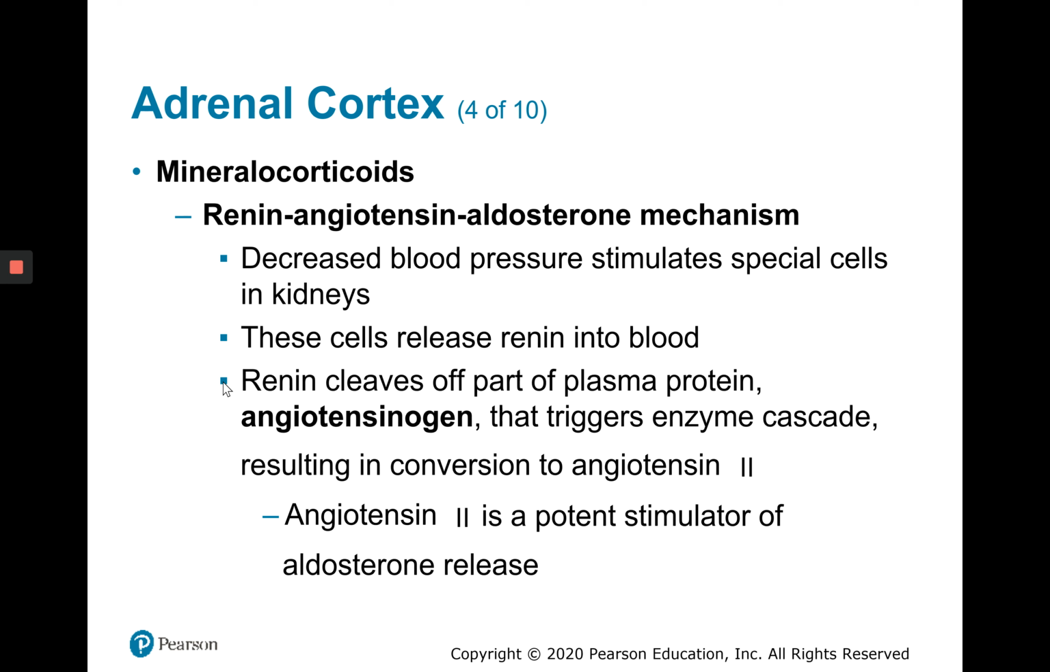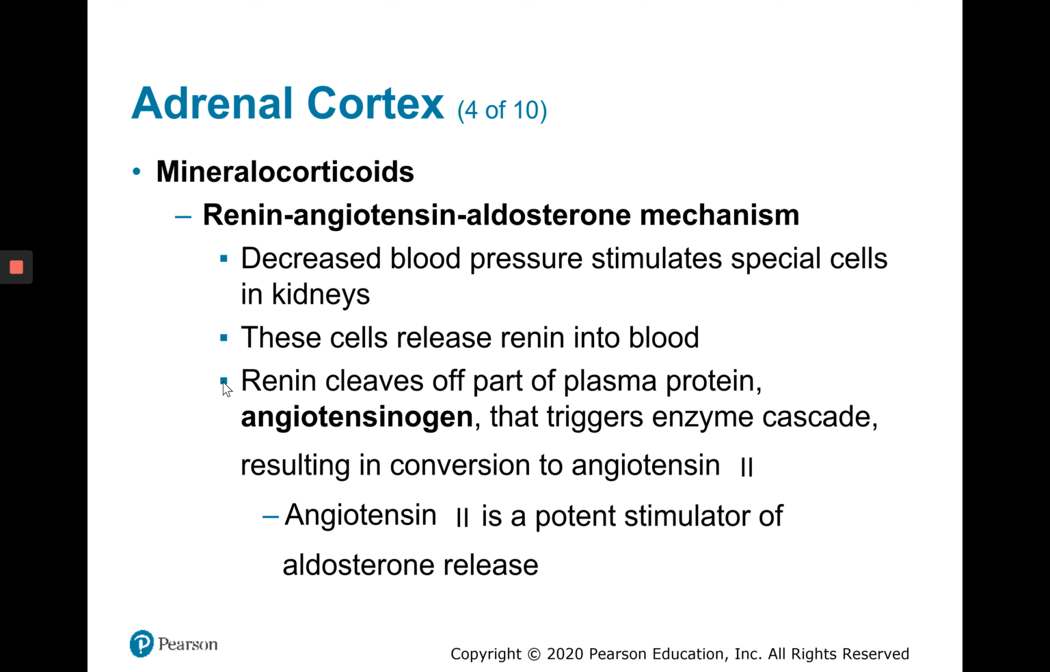The stimulus for this mechanism is decreased blood pressure. We know that aldosterone can increase blood volume and blood pressure, so it makes sense that this stimulus would cause the production of aldosterone. So decreased blood pressure is going to stimulate special cells in the kidneys to release renin. So renin is going to be released in response to decreased blood pressure.